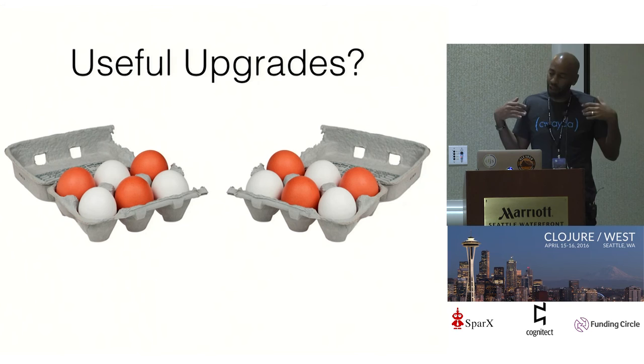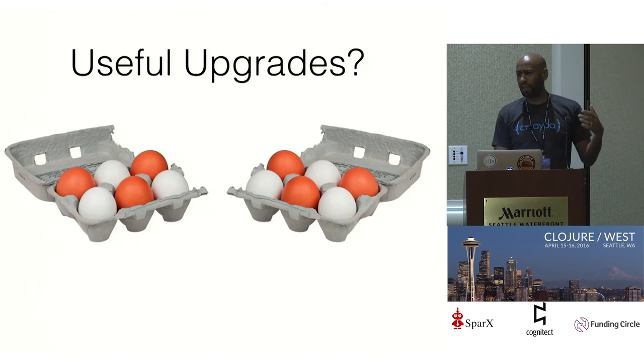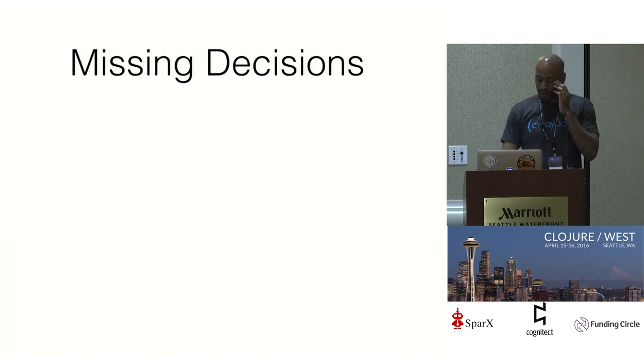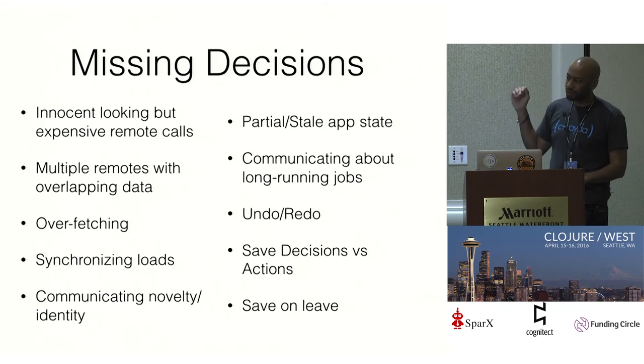What are we missing, right? What is going on? Continuing with the theme of what Caleb was saying, what are the decisions that are missing? What are the things I have to think about continually when I go to code, right? So here's a big list. None of these are particularly unique to us, and you could come up with your own list, right?